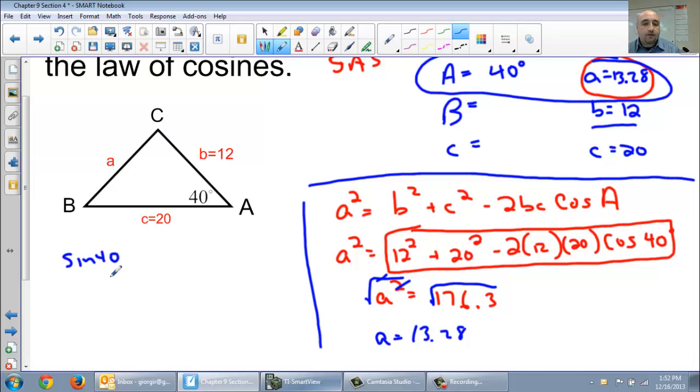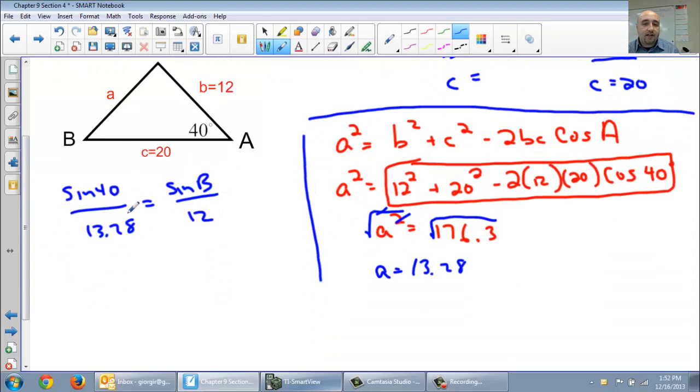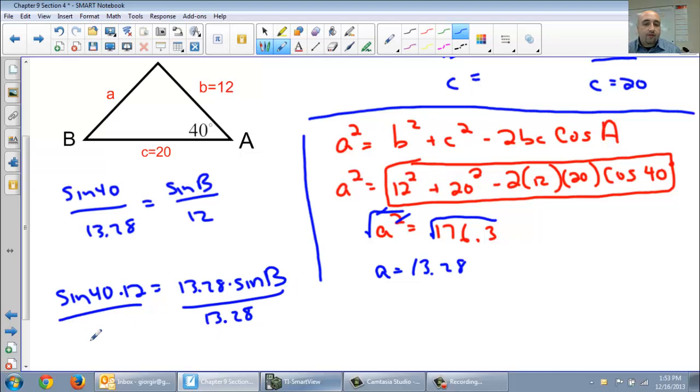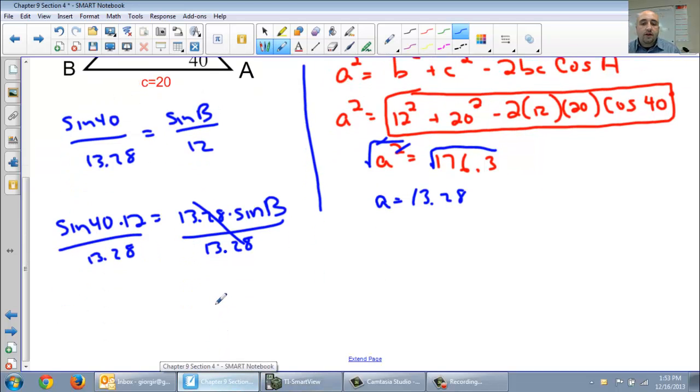Sine of 40 over 13.28, there are my A's, equals, we're going to do the B's first, sine of angle B all over little 12. Cross multiply. Sine of 40 times 12 equals 13.28 times sine of B. Divide by 13.28. 13.28 over 13.28 is 1. So sine of B is equal to all of this info on your calculator.